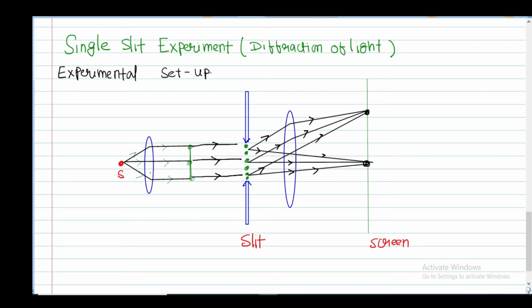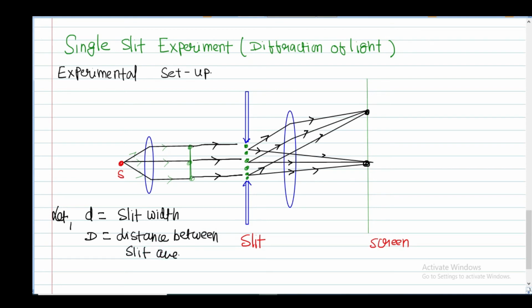Let me choose some points. Let d be equal to the slit width, the gap of this slit through which the light is passing, and capital D I am taking as the distance between the slit and screen.